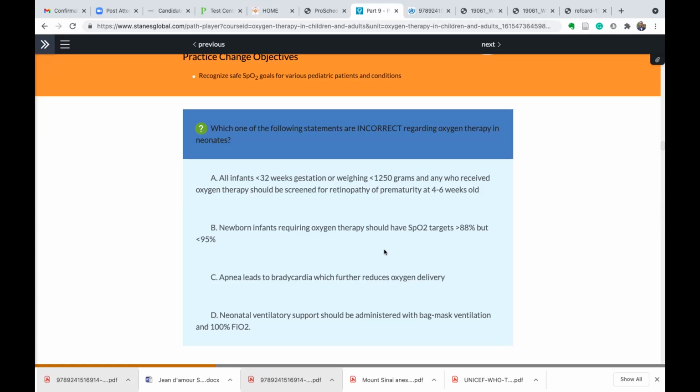That's one. Newborn infants requiring oxygen therapy should have an SpO2 target above 88% but below 95%. Apnea leads to bradycardia, which further reduces oxygen delivery. Neonatal ventilation support should be administered with bag mask ventilation and 100% FiO2. So what is the correct answer?